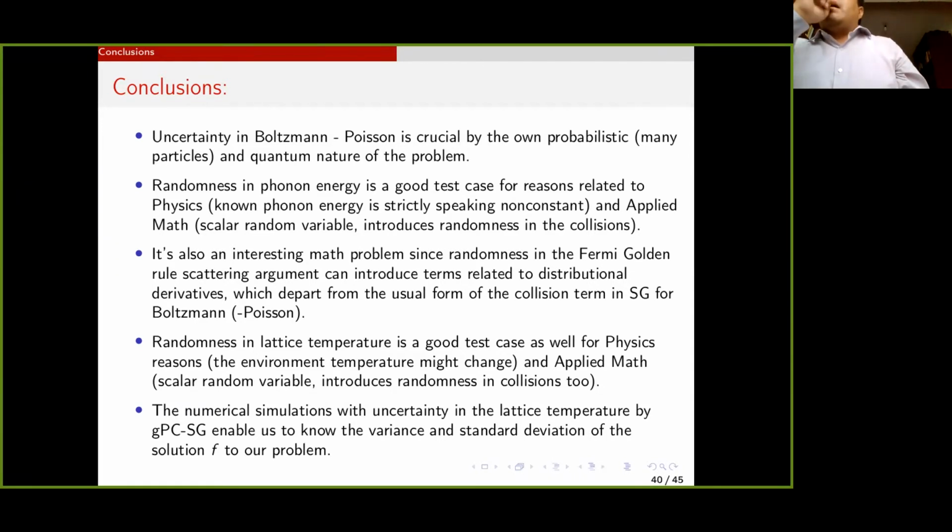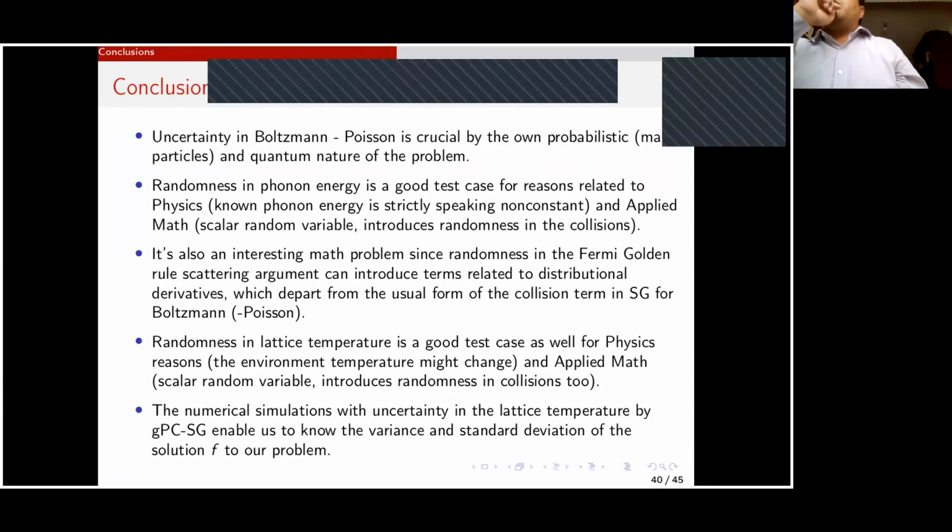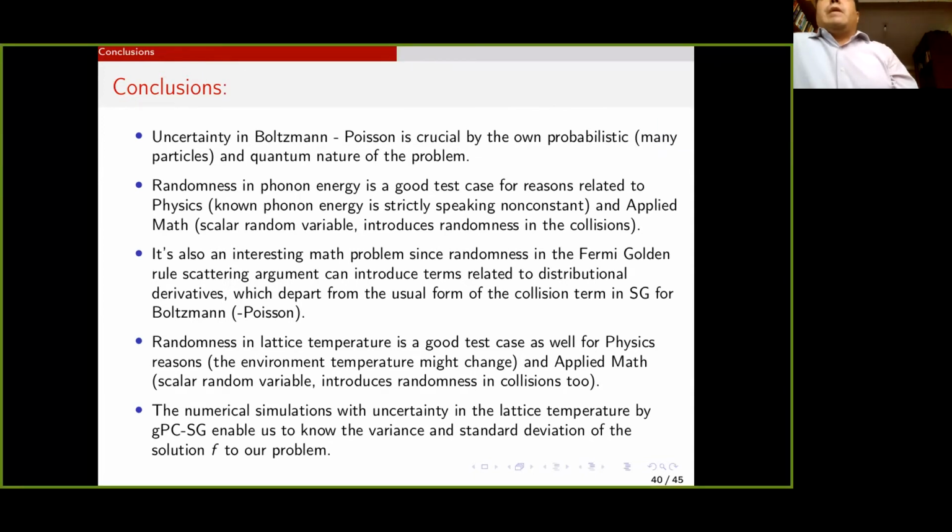And well, the other case which we presented, which is randomness in lattice temperature, I also think is interesting for the physics because in the lab, temperature variations can always happen. And in applied math, you're making the model via a scalar random variable and you introduce randomness in the operations via the coefficients, not the argument of the deltas. And we are able to estimate the variance and the standard deviation for our problem.